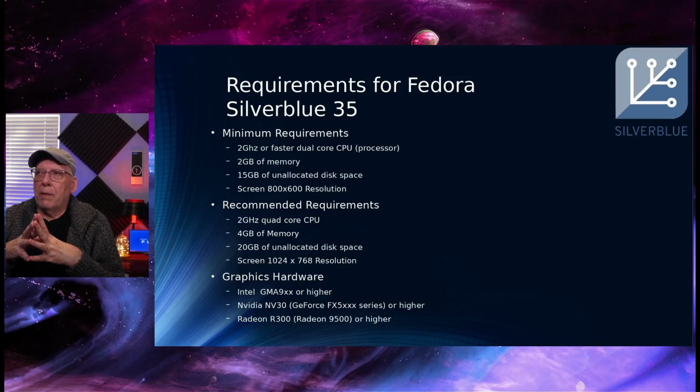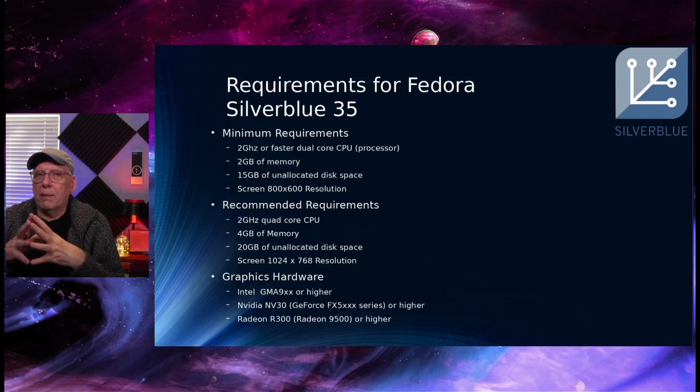So the requirements for Fedora Silverblue are exactly the same as they are for Fedora 35. You need a 2 gigahertz dual core CPU as a minimum, 2 gig of memory, although I think you will find that very limiting on Silverblue. In my experience, just running a few benchmarks on it, 4 gig was a real issue. It was running out of memory very quickly. 15 gig of unallocated disk space, 800 by 600 screen resolution.